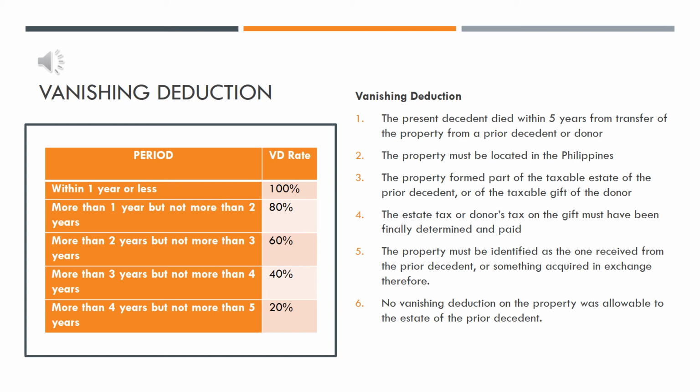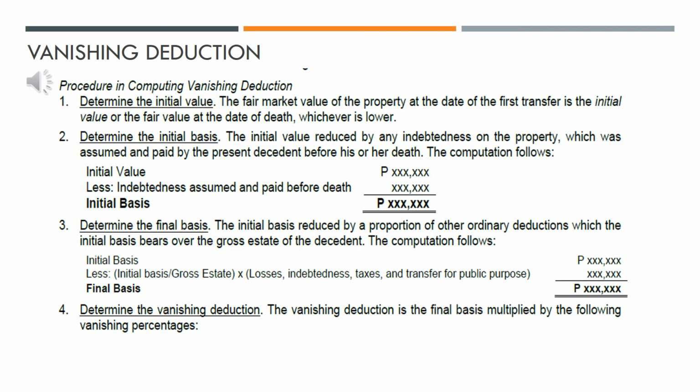Nabigay sa'yo. Okay? Pero kapag more than 1 year, but not more than 2 years, 80%. More than 2 years, but not more than 3 years, 60%. More than 3, but not more than 4, 40%. If ever more than 4 years, but not more than 5, that's 20%. So, for us to solve for the vanishing deduction, we have procedures here that we must consider.